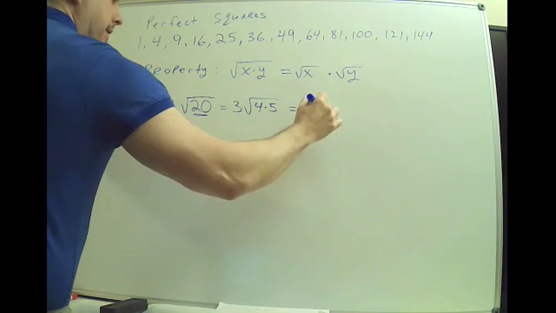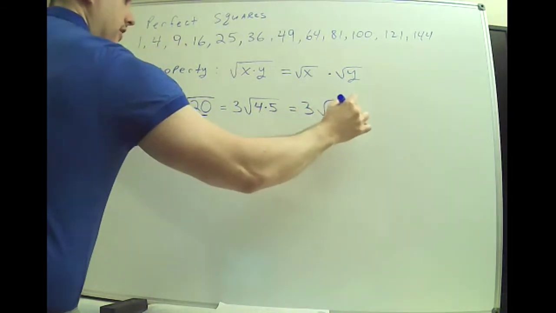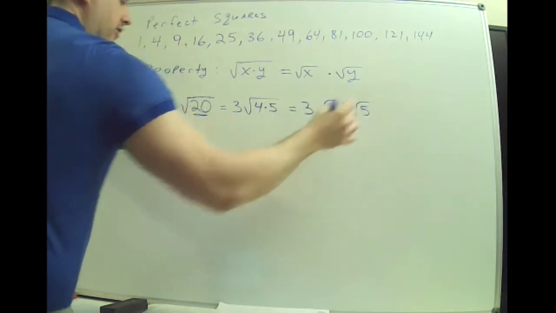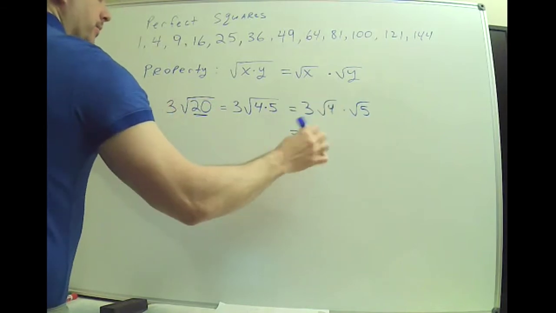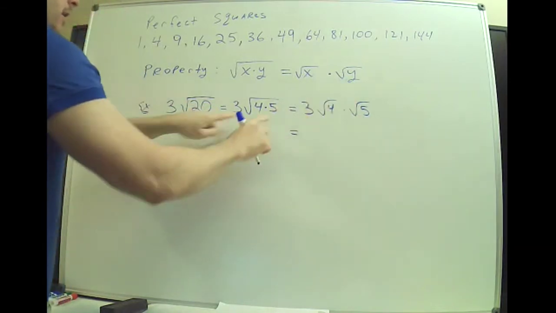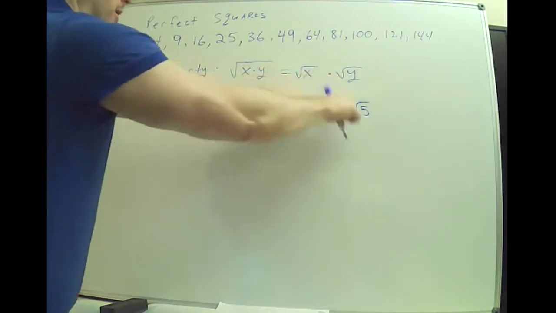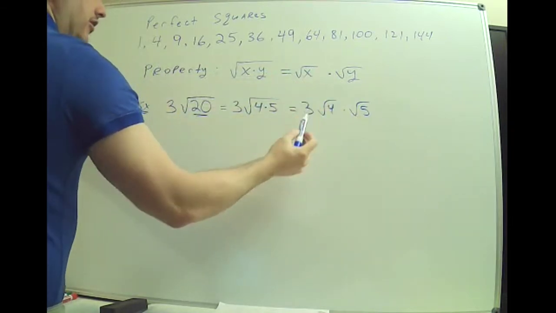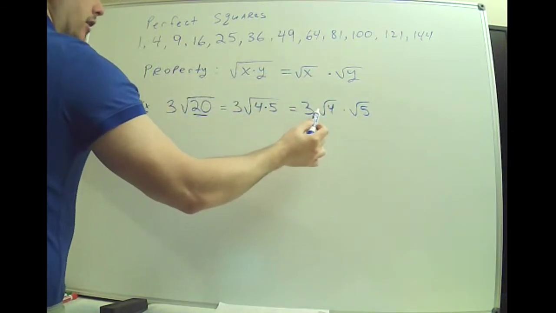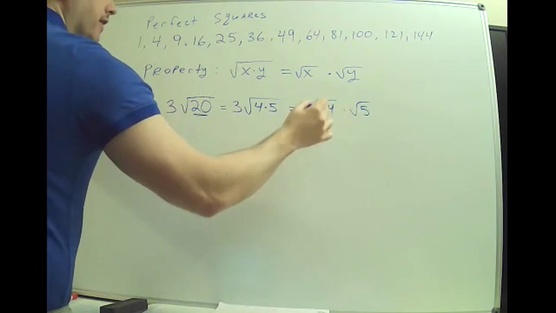Now I'm going to use the property to split it up. And yes, I want to see these steps. This is your work. I want to see that you wrote the product. You split it up. Now, right, there's the property. Multiplied, split them up. Radical 4 comes out. So make sure you understand, this is 3 times radical 4 times radical 5.